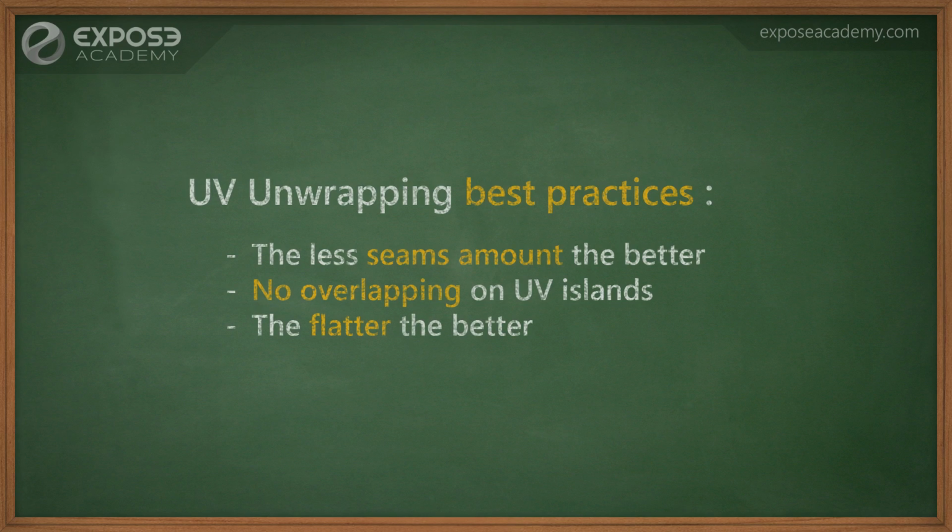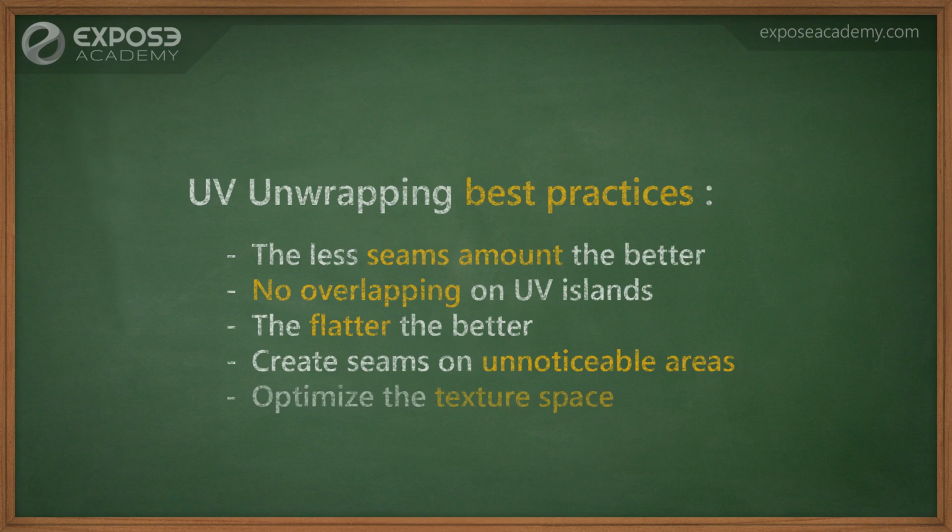Third, there should be less stretch on the 3D model, so the flatter the better. Fourth, create seams where they are less noticeable. Try to add the seams on areas that are mostly hidden from the camera or the viewer's eyes. And fifth, try to optimize the texture space. It means we need to try to make the UV islands fill out all of the space available, so less empty area exists in the UV layout.